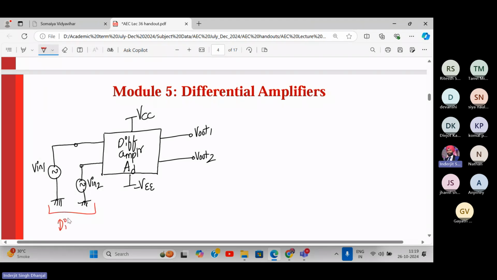So we have differential inputs and differential outputs. We have two outputs, right? This we call the differential output. When we say output, that means it is V out 1 minus V out 2. We can have a single-ended output also, that is V out 1 with respect to ground or V out 2 with respect to ground. But V out is V out 1 with respect to V out 2.